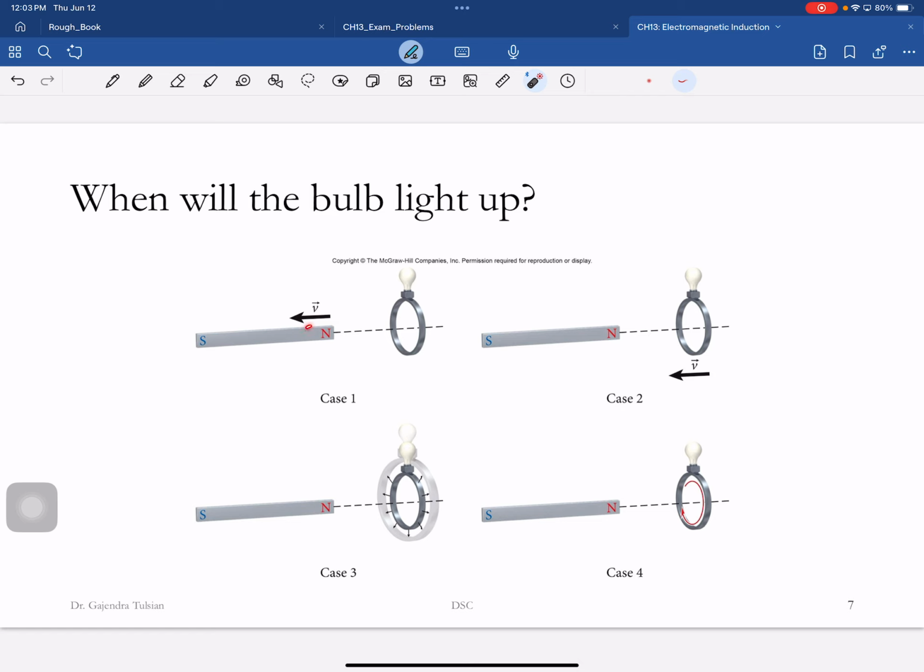So if this guy moves, the bulb will light up because the magnetic flux through this thing is changing. As long as this thing is moving, the bulb will light up. As soon as this guy stops, the bulb will not light up. You move this guy, the flux through this guy is changing. So it's relative motion that matters. Here, the area is changing and the bulb will light up. This is the only case where the bulb won't light up.